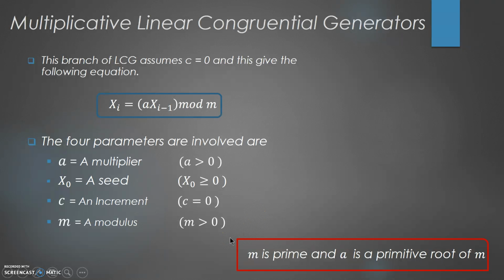Now there are 2 constraints or conditions that usually must be met for the maximum period prime modulus generator, and that is that M is prime and the multiplier is a primitive root of the modulus.